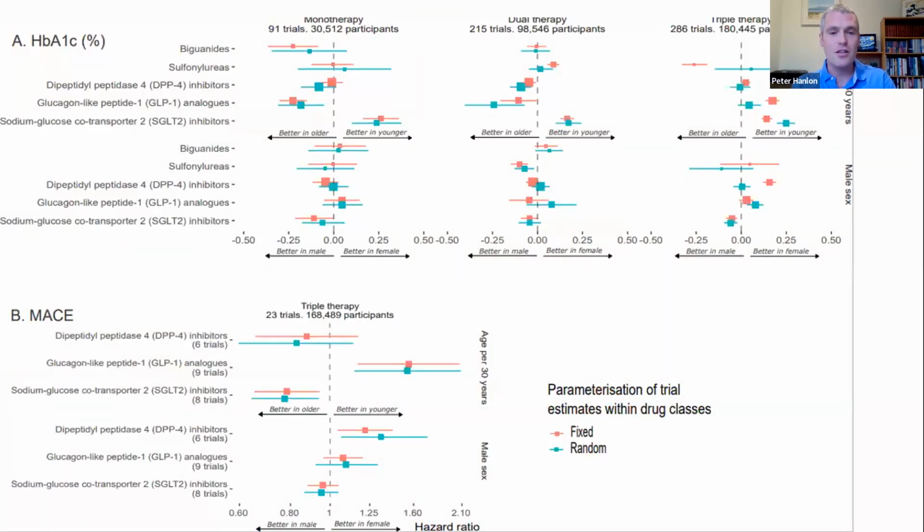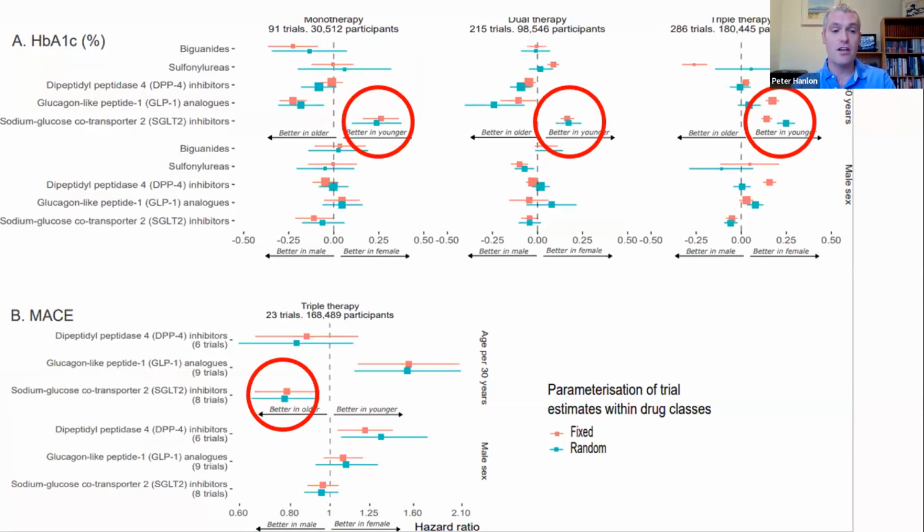To show a bit of data to show that I'm not making this up, the circled ones are the age treatment interactions for SGLT2s across 3 different networks. So SGLT2s used on their own, in dual therapy where they're along with metformin, and in triple therapy where they're in a combination. In each of those networks, the sugar lowering effect for SGLT2s was greater in younger people. And when we looked at cardiovascular outcomes, the interaction was in the opposite direction. SGLT2 inhibitors showed a greater reduction in cardiovascular events in older compared to younger people.